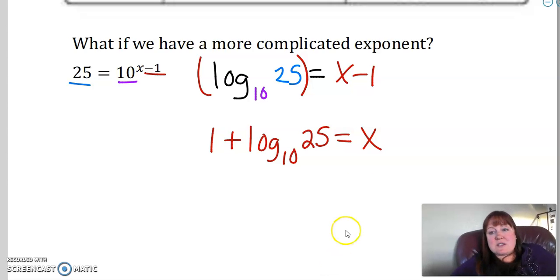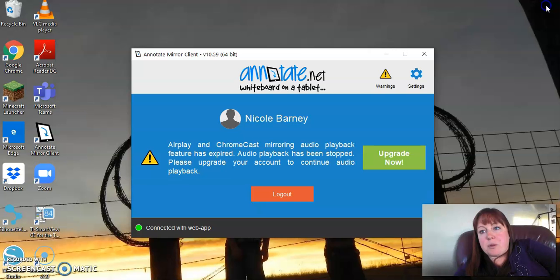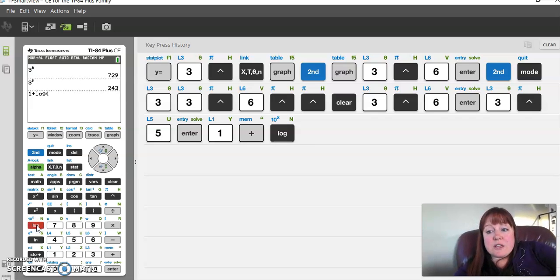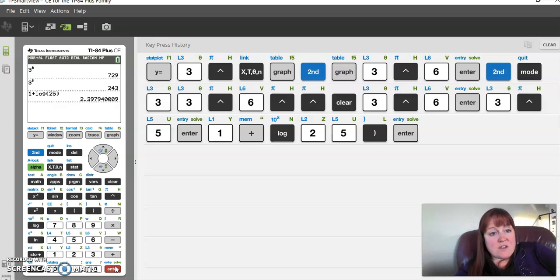Now we can just plug this into our calculator. Let's pull our calculator up. And we could say 1 plus log. Now remember, the log in your calculator is log base 10. So if you're trying to do a log of any other base, it doesn't work. But if you want log base 10, you can just use the log button in your calculator. Log 25 equals 2.3979. So that whole mess. So I'm going to write that down.